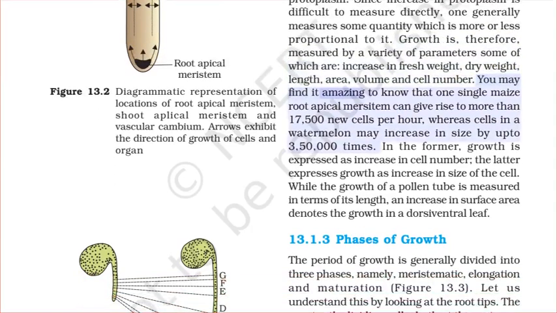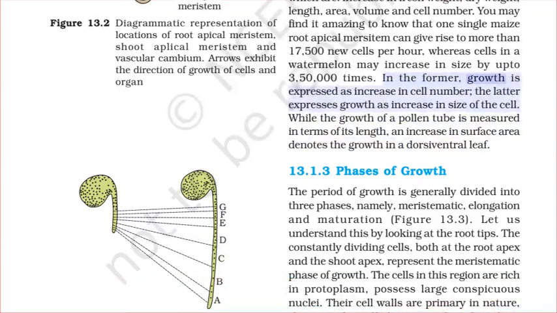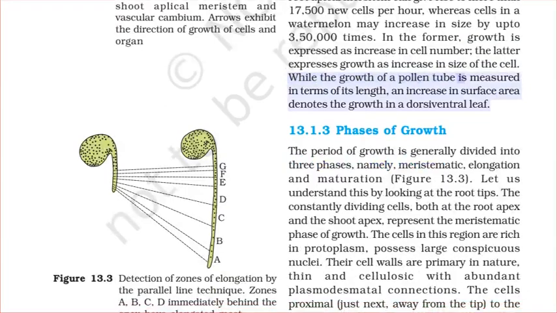You may find it amazing to know that one single maize root apical meristem can give rise to more than 17,500 new cells per hour, whereas cells in a watermelon may increase in size by up to 350,000 times. In the former, growth is expressed as increase in cell number. The latter expresses growth as increase in size of the cell. While the growth of a pollen tube is measured in terms of its length, an increase in surface area denotes the growth in a dorsiventral leaf.